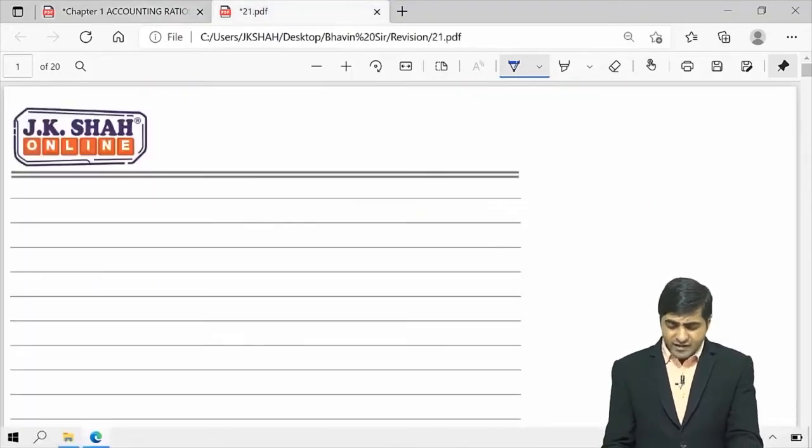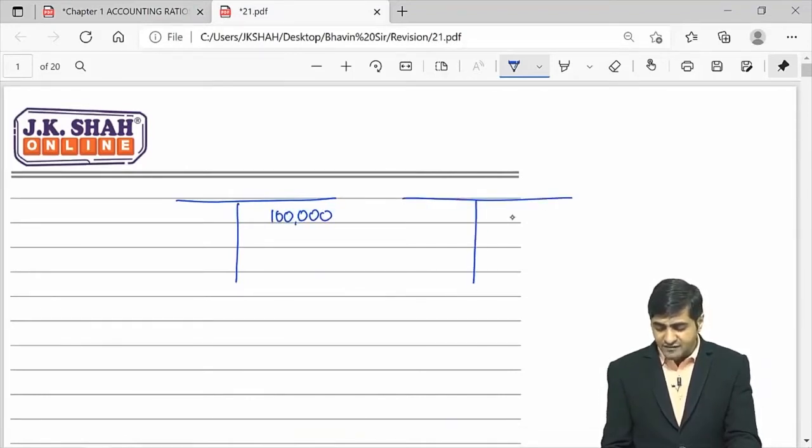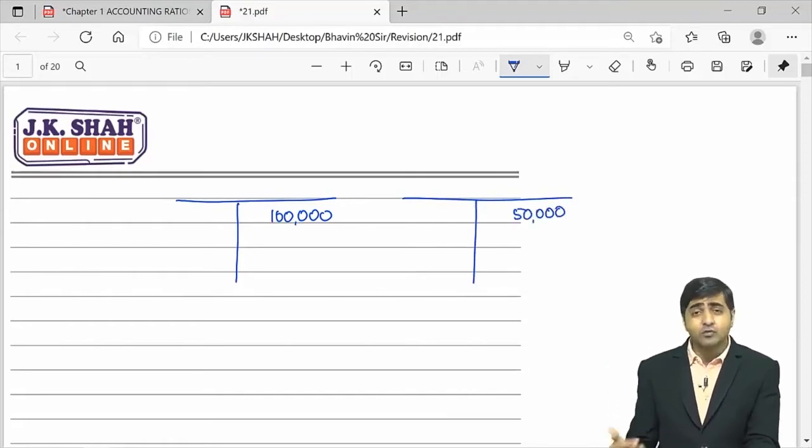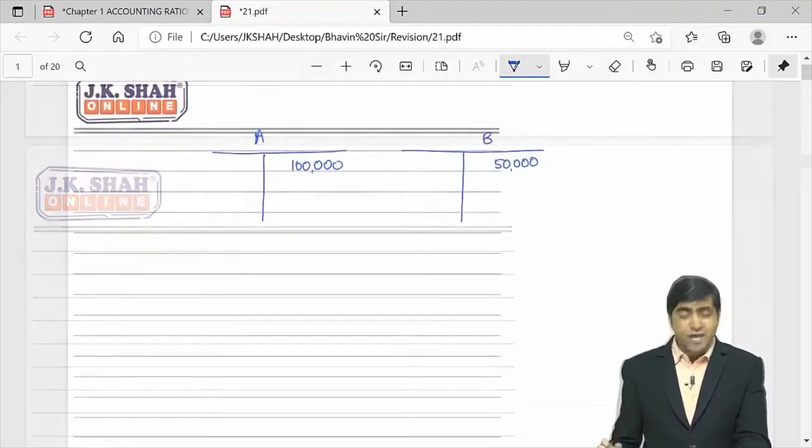Now let's say, for example, there are 2 companies. In one company the fixed assets are 1 lakh, and in another company the fixed assets are 50,000. Both are generating the same sales of 2 lakh rupees. So company A and company B both generate sales of 2 lakh rupees.